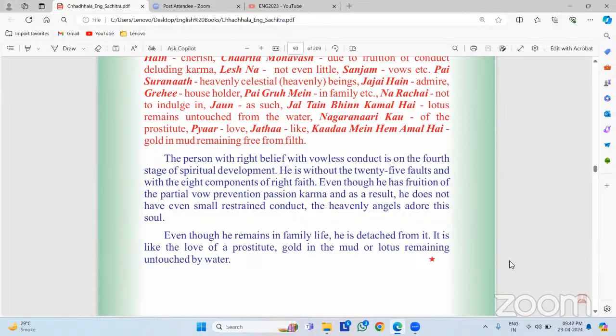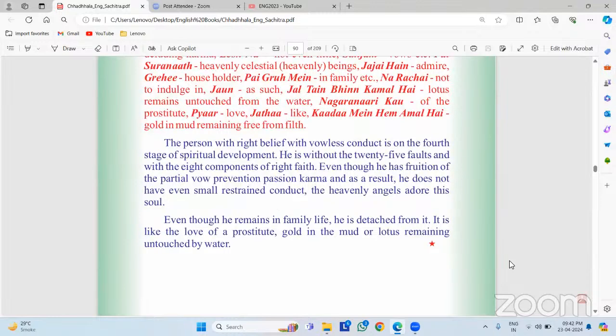The heavenly angels adore this soul. Even though he remains in family life, he is detached from it. It is like the love of a prostitute, gold in the mud, or a lotus remaining untouched by water.